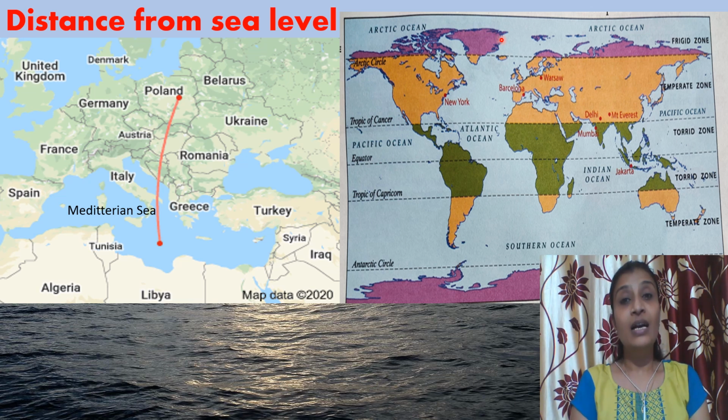In summer, the places which are far away from the sea are hot. Why are they hot, children? Yes, because land heats up very quickly. And the places which are near to the sea remain cooler because water takes time to heat. Now we will have a look at the map. In India, Mumbai is a city which is near to the sea and Delhi is far away from the sea.